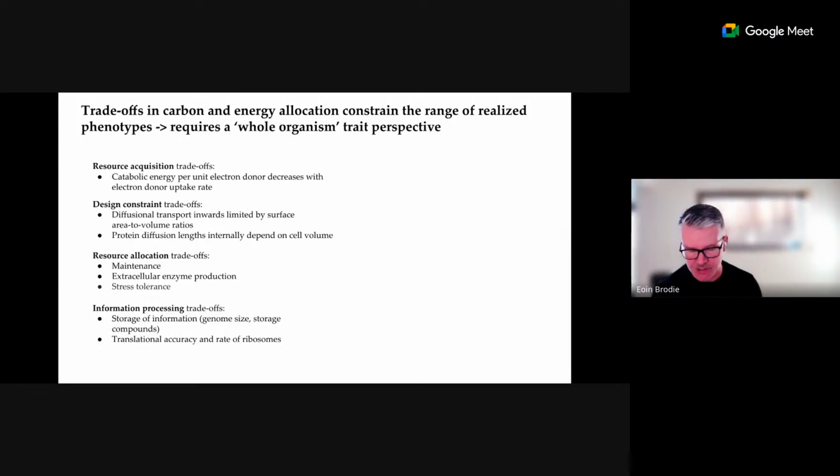The cell also has to be able to build a tolerance to stressors like pH, temperature, and osmotic stress, which soil microbes experience all the time. And the cell also has information processing trade-offs. It has to store its information, which is a function of the size of the genome. It may have to store resources. It has to ensure the accuracy of its genetic machinery, etc. So all of these trade-offs occur within the cell.